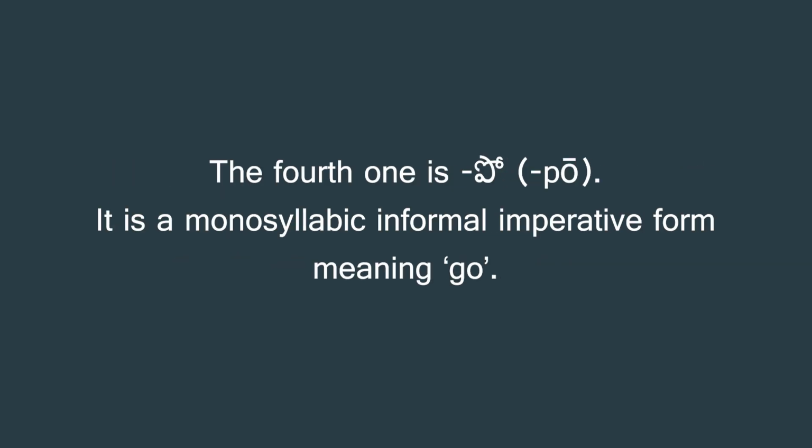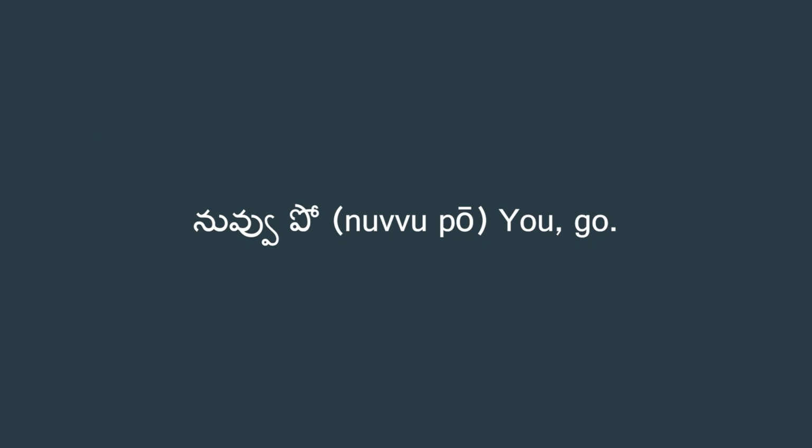The fourth one is Po. It is a monosyllabic informal imperative form, meaning go. It is commonly used in conversational Telugu. Examples of Po, నువ్వు పో, which means you go. Here, observe the usage carefully.